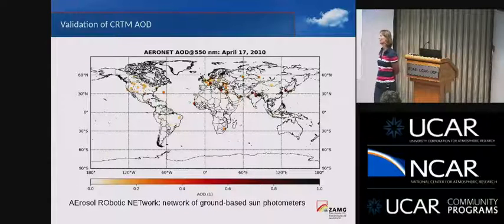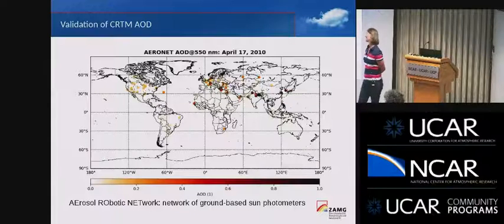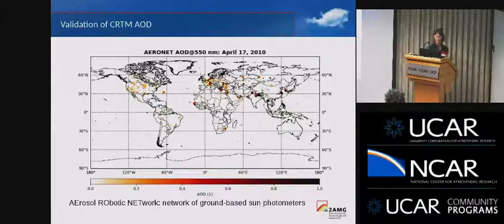The problem with AERONET, of course, is that there are hardly any data over our dusty region here in North Africa. There is only one spot here, and this is only at the very edge of North Africa. There is some high AOD values here in East Asia. We can focus on them, and there are no or almost no data above the ocean. So getting a clear picture about the quality of CRTM and MERRA and which one is closer to the truth is pretty hard using AERONET data.